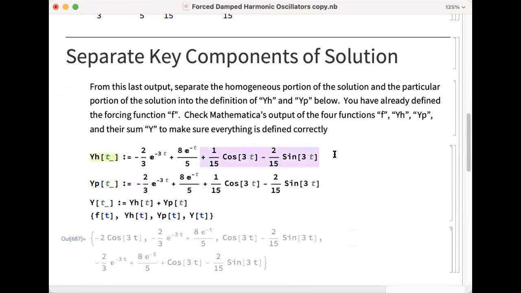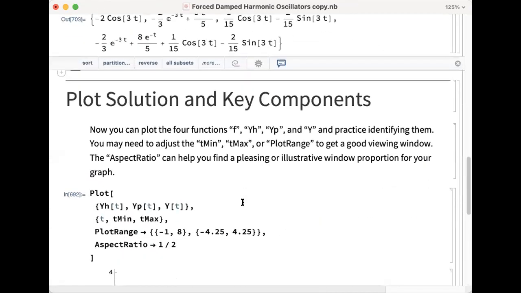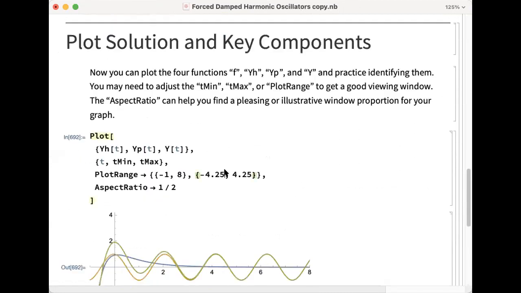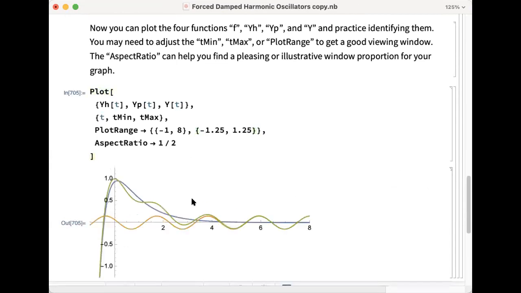YH has no oscillation. YP has only the driving oscillation coming in here. Okay, something I had miscopied and pasted. I apologize for that. So let's cut this window down dramatically. Let's go 1.25 to 1.25. There we go. Here's my solution in green, which is the sum of blue plus orange. Everything's back in order.